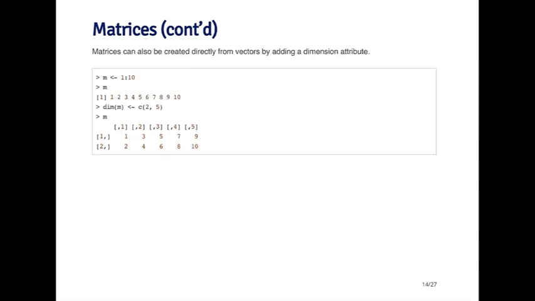You can also create a matrix by setting the dimension attribute on a vector. For example, I can create a vector that's a sequence 1 to 10, and then add the dimension attribute to it. Here I'm using the dim function, but I'm assigning a value to the dim attribute of M, the vector 2, 5. What I'm saying is I want to take this vector and transform it into a matrix that has 2 rows and 5 columns. Now I've got a matrix M which has 2 rows and 5 columns, and it's filled in column-wise.